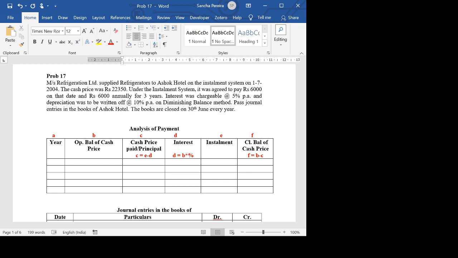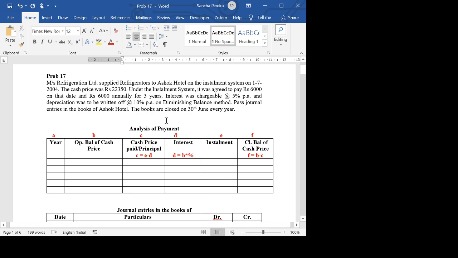So if you read the problem, it's exactly like how you would have a hire purchase. The only difference is they've said it's bought on installment system. Interest was chargeable at 5% per annum and depreciation was to be written off at 10% per annum on diminishing balance method. Pass journal entries in the books of Ashok Hotel, the books are closed on 30th June every year.